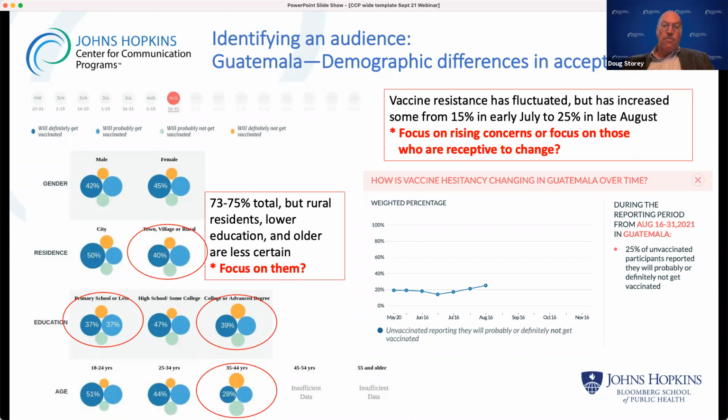Now, the graph on the right indicates that in Guatemala, vaccine hesitancy has been growing a little bit, has been increasing a bit. And as Toyen said, that will tend to increase over time as people become vaccinated. So this suggests that we may want to think about those who are still hesitant, that have not yet become vaccinated, and consider the concerns of those who are yet to become vaccinated, but say that they have an intention to do so. Next slide, please.